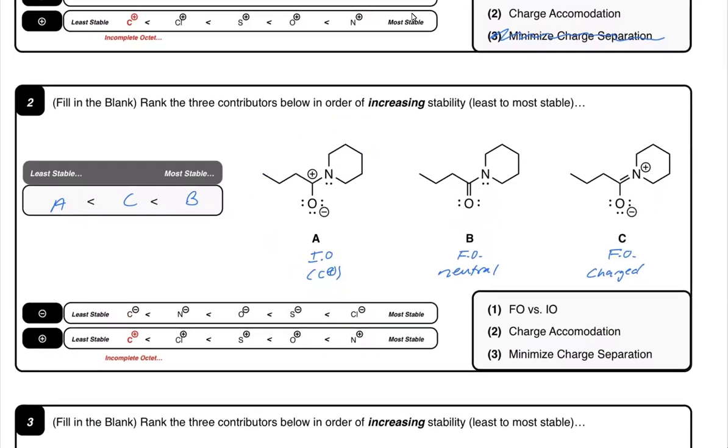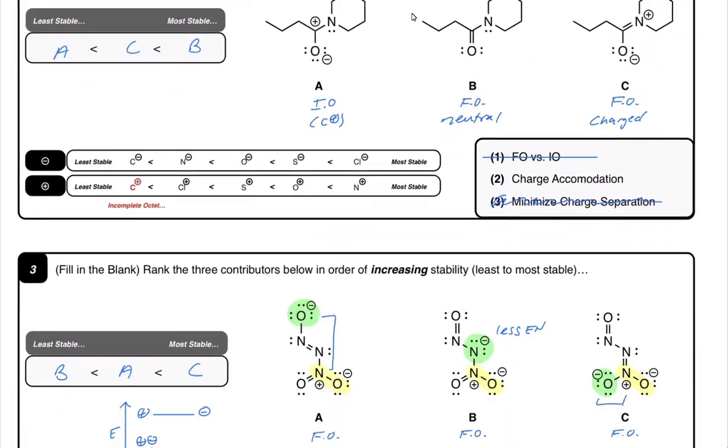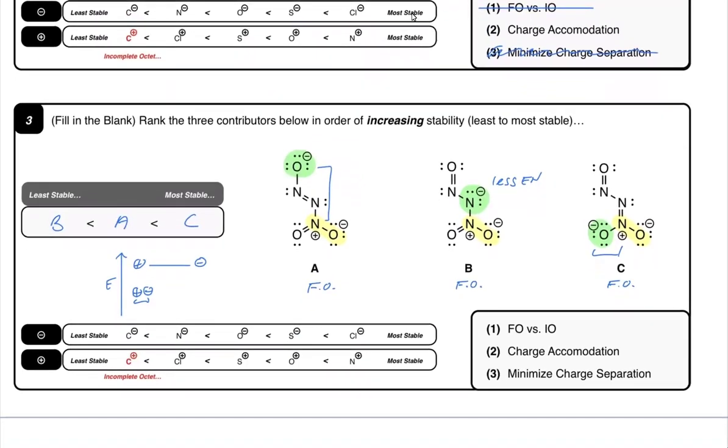In the second example, we said A was the least stable because it was incomplete octet. Then B and C were both full octet, so we had to move on to charge accommodation. Here, we had that difference of neutral versus charged. So again, we didn't get to minimization of charge separation. That wasn't relevant.